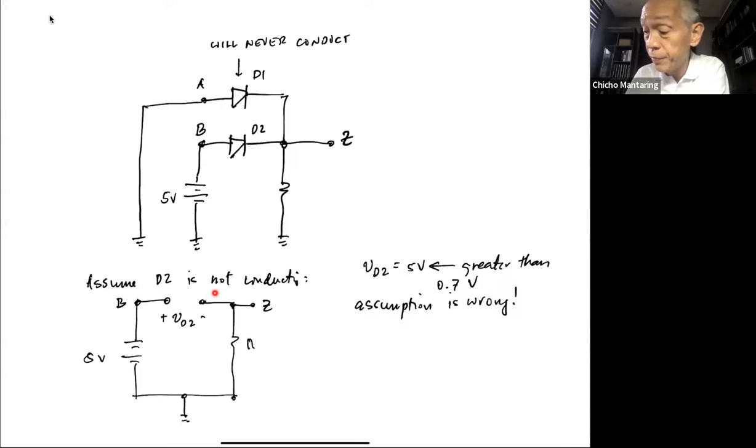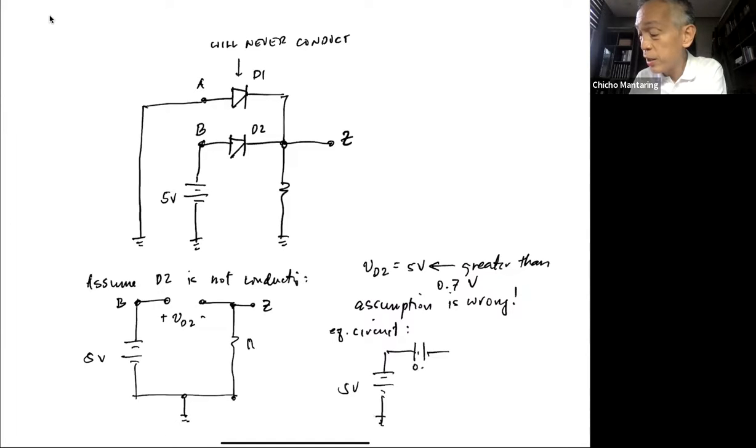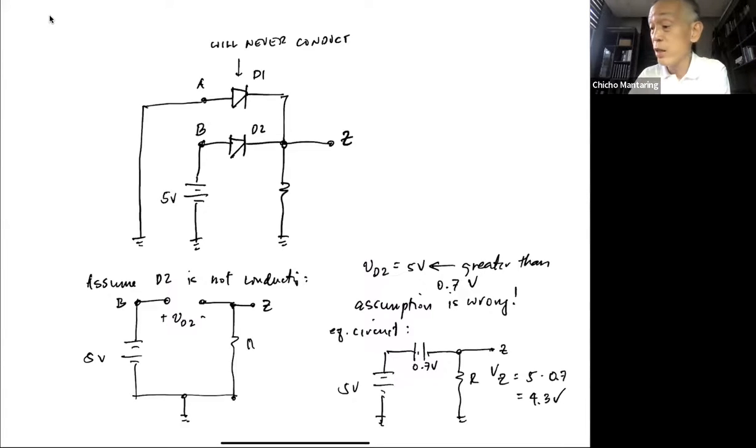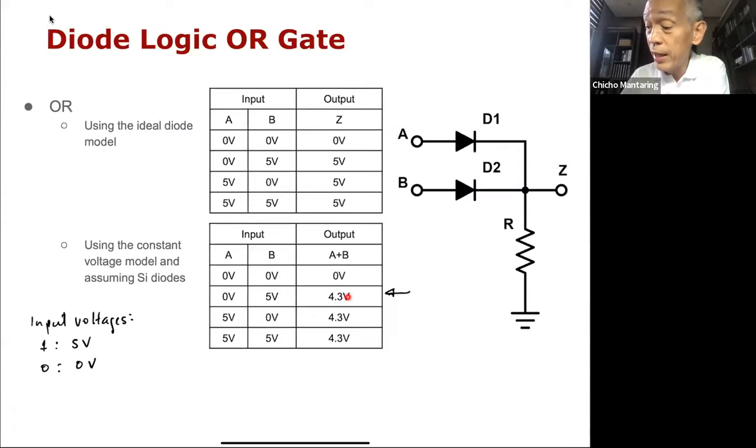And my equivalent circuit will now be: I have 5 volts here, I now have 0.7 volts here, and this will be R, and this will be Z. And obviously V sub Z will be equal to 5 minus 0.7, which is equal to 4.3 volts. So that's what we're saying here. And that will happen in any of these 3 cases.